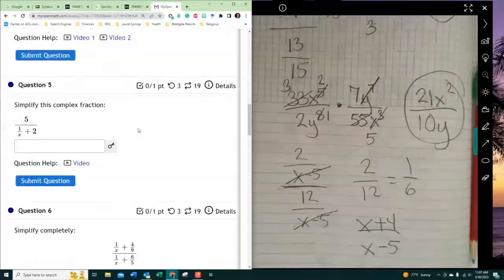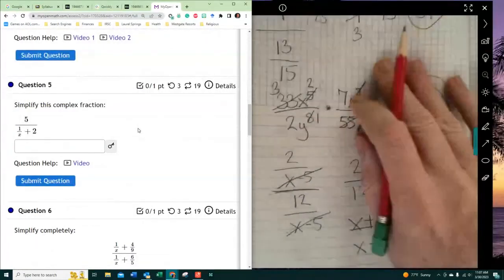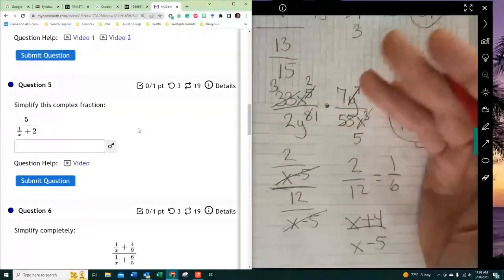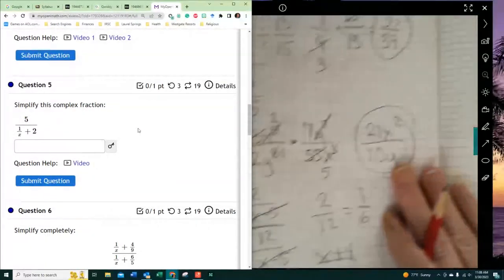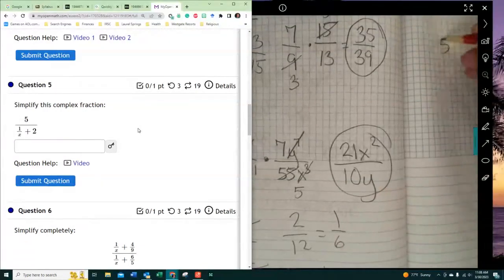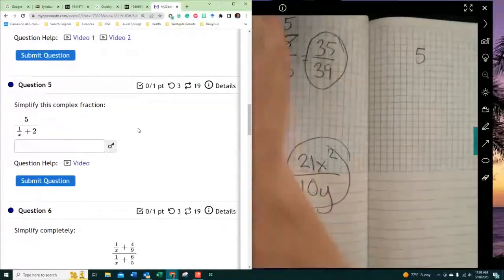Now, some of these look like a bit of a hot mess because now we've got fractions with fractions and whole numbers and everything else. So this becomes a little bit more interesting, to say the least, right?